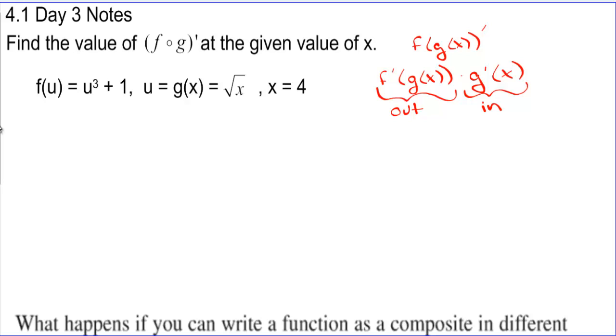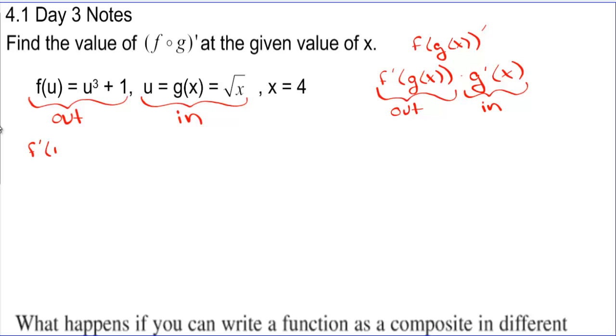f of u equals u to the third plus 1. That's the outside function. And u equals g of x equals square root of x, where x is 4. That's the inside function. So this is the outside, and this function right here is the inside. So we have to take the derivative of the outside times the derivative of the inside.